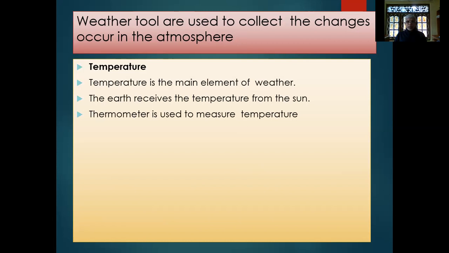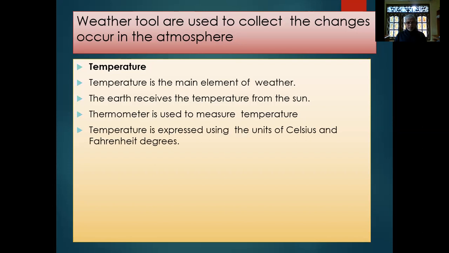The earth receives the temperature from the sun, you know it. The sun is the celestial body that generates the temperature as well as light. Because of the sun's light and temperature, the earth lives. A thermometer is used to measure temperature. The thermometer is the weather tool or equipment that is used to measure temperature.